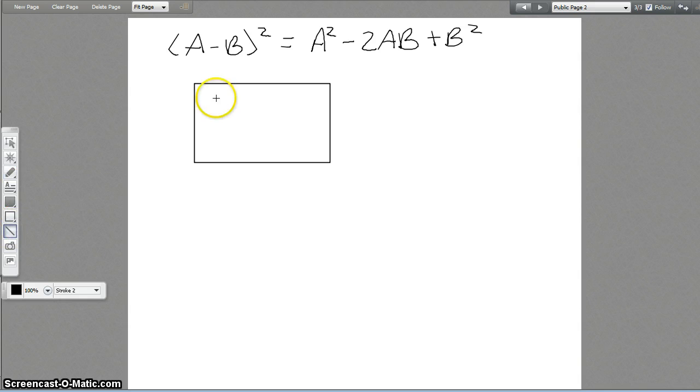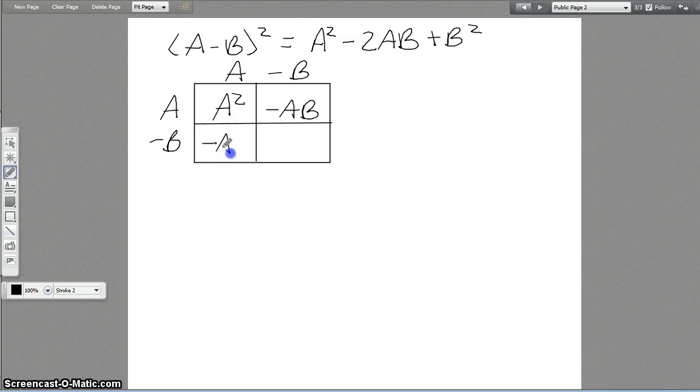And let me draw my grid lines across. So we have a and negative b, a and negative b. A times a is a squared. A times negative b is negative ab. Negative b times a is negative ab. Alphabetical order, remember. Negative b times negative b is a positive b squared, because negative times negative is positive. And you can see we have our a squared here. Negative ab and negative ab is negative 2ab. And then we have a positive b squared at the end.